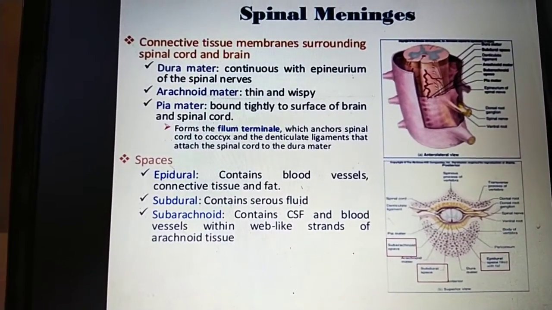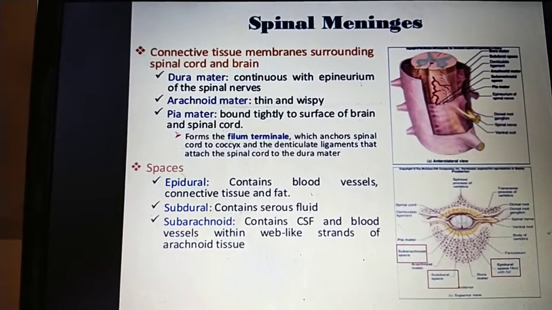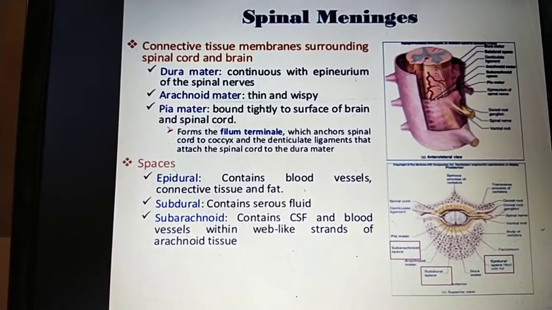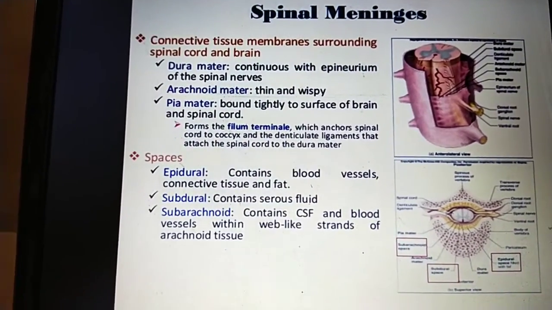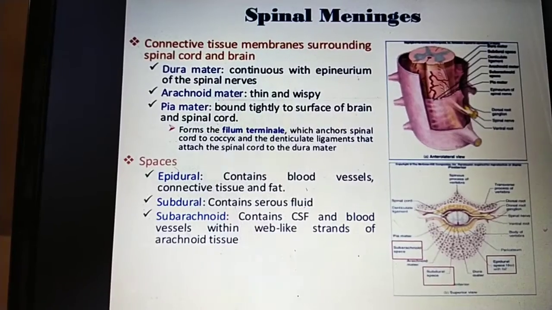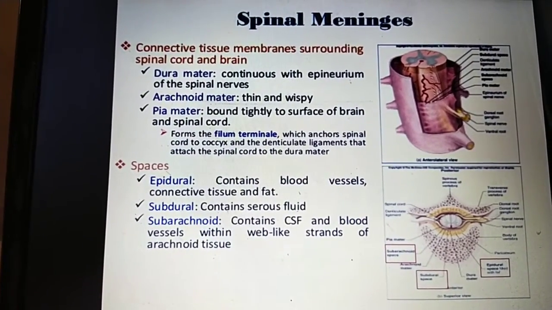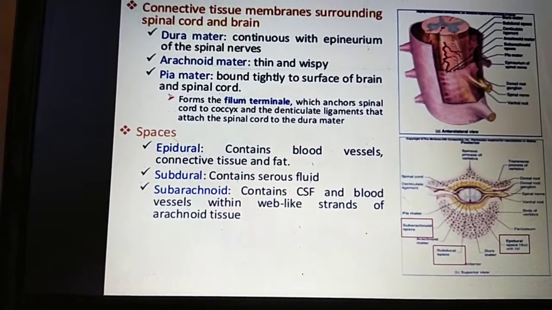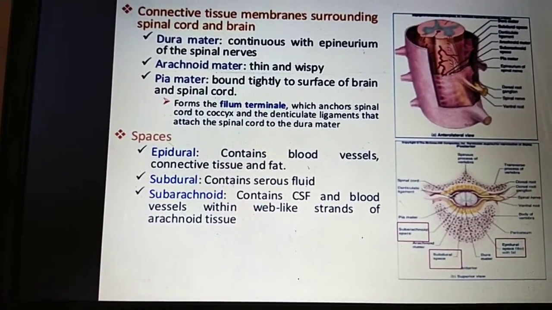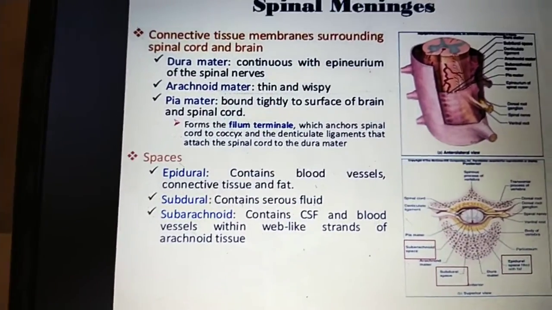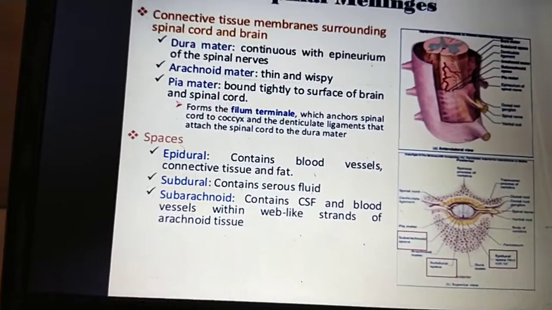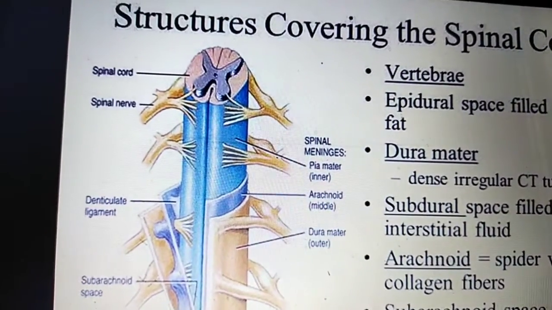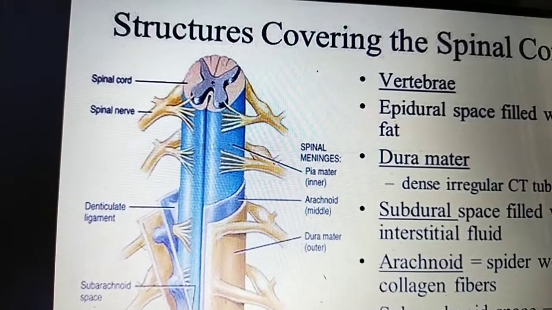Spaces: there are three spaces, the epidural space, subdural space, and subarachnoid space. Epidural space contains blood vessels, connective tissue, and fat, and subdural space contains serous fluid. Subarachnoid space contains the CSF, cerebrospinal fluid, and blood vessels within the web-like strands of arachnoid tissue. Like this, the coverings are there for the spinal cord.